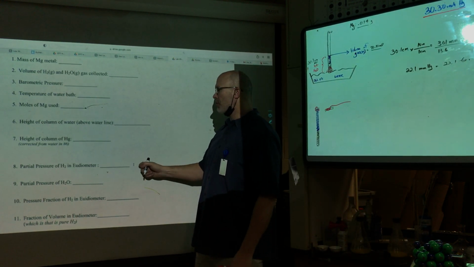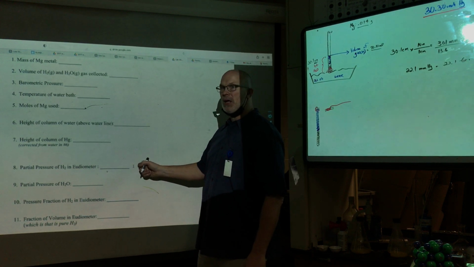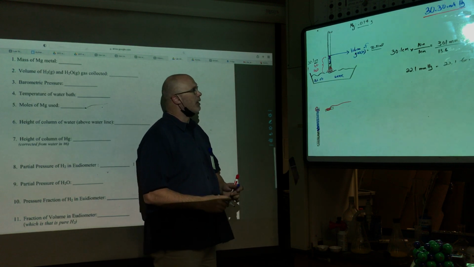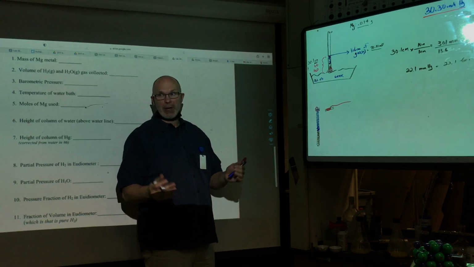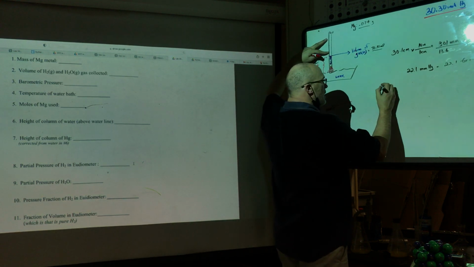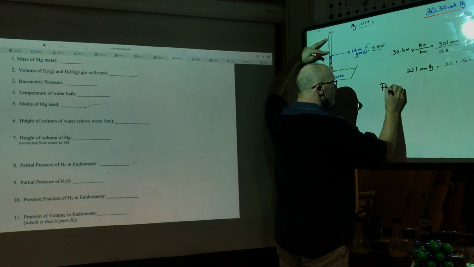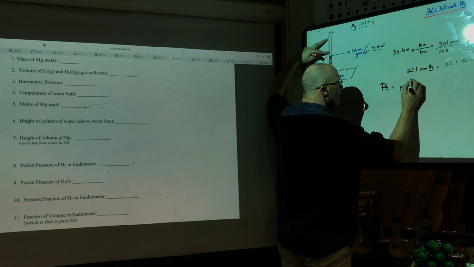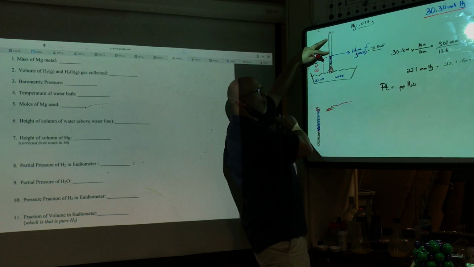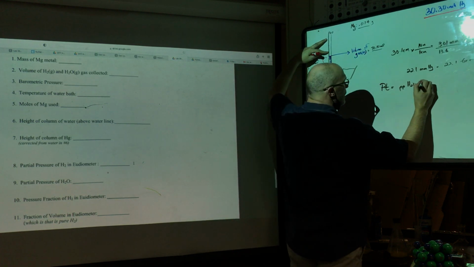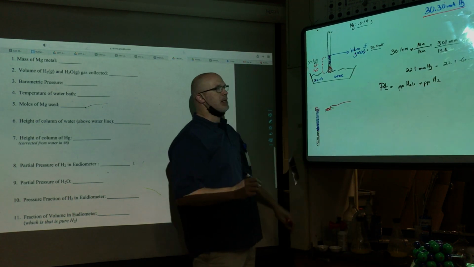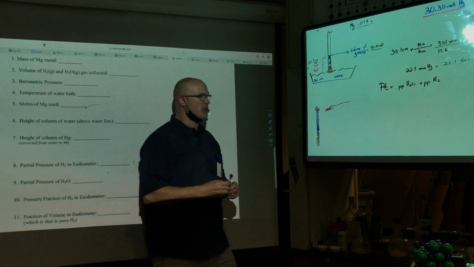Partial pressure of H2 in the eudiometer. I need to know the individual partial pressure of the H2. That's important. So I need a total pressure. I'm after the total pressure. Why? Because I know the total pressure is equal to the partial pressure of the water, remember, anytime we collect over water we're going to get water vapor, plus the partial pressure of the hydrogen. I need the total pressure. That's what I'm after first.